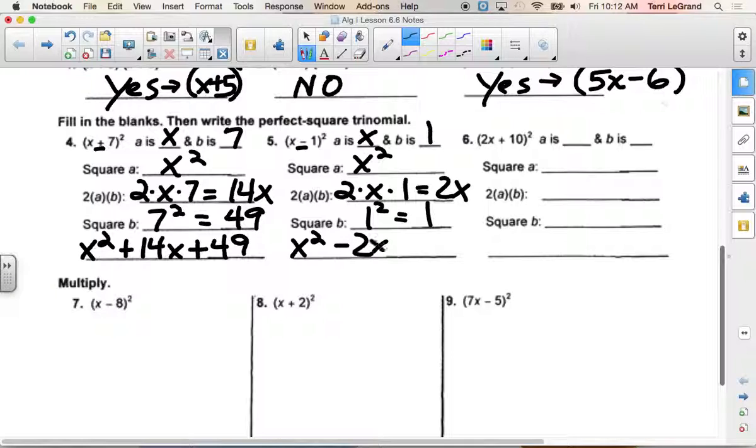So our trinomial answer will be x squared minus 2x plus 1. Think of it this way. To get the middle term, you're adding negatives. To get the last term, you're multiplying negatives. Okay, you try number 6 on your own then. Fill that in.